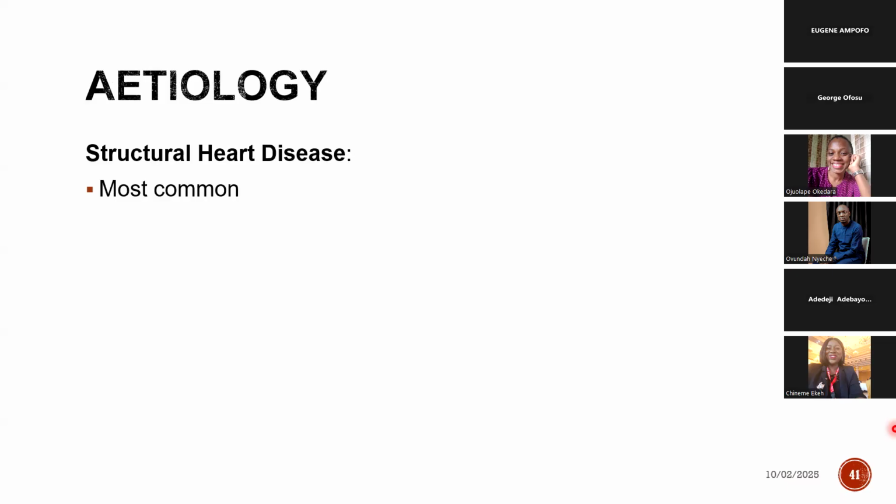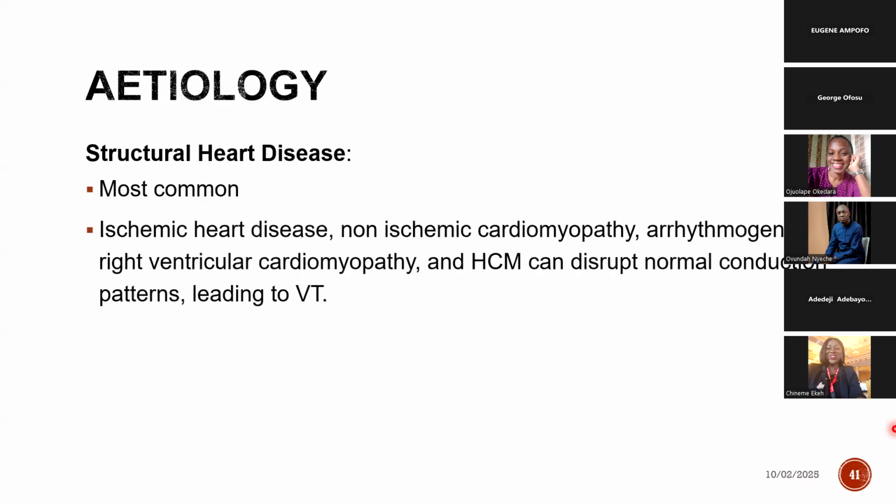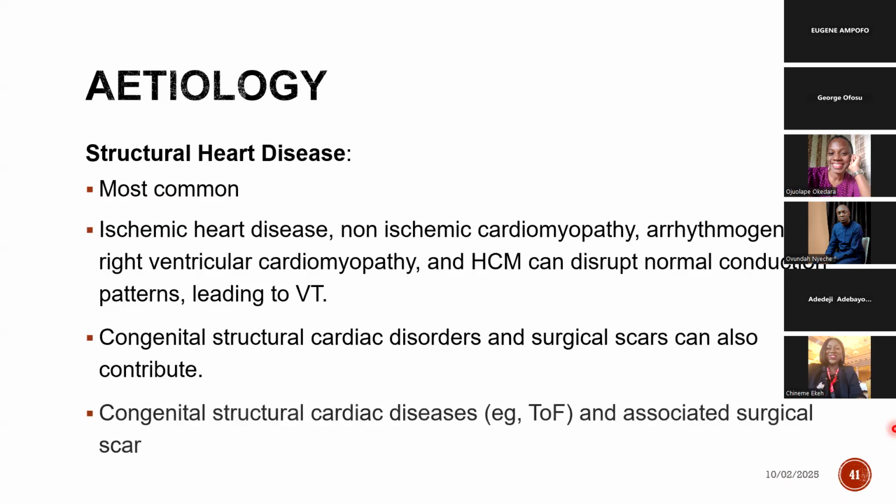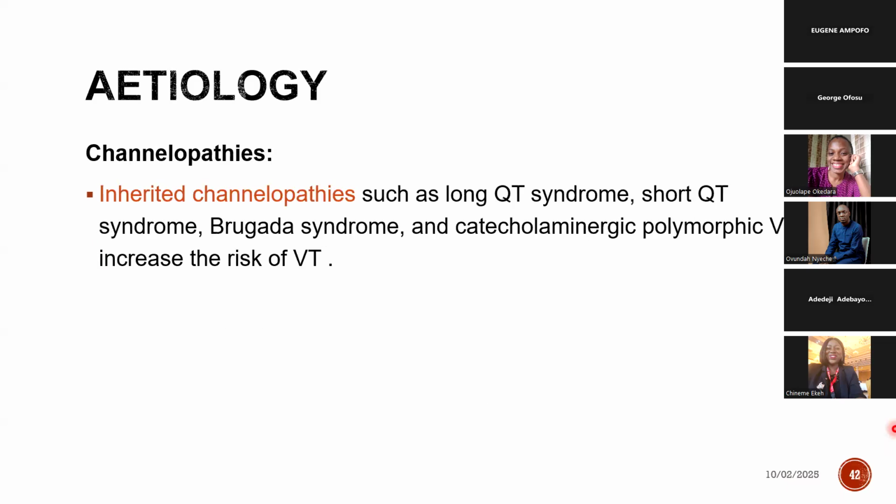Its causes, the most common of them is the presence of a structural heart disease: ischemic heart disease, non-ischemic cardiomyopathy, arrhythmogenic right ventricular cardiomyopathy, hypertrophic cardiomyopathy. All these can disrupt the normal conduction pattern, which may lead to a ventricular tachycardia. Congenital structural heart diseases and surgical scars can also contribute to a VT. An example of such cardiac disease may be tetralogy of Fallot or its associated surgical scar.